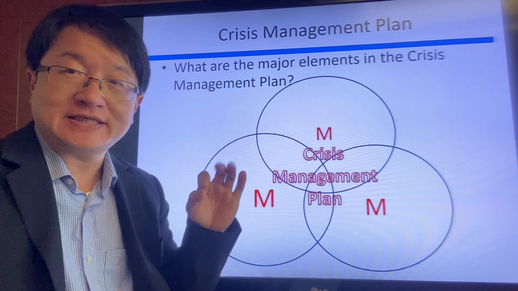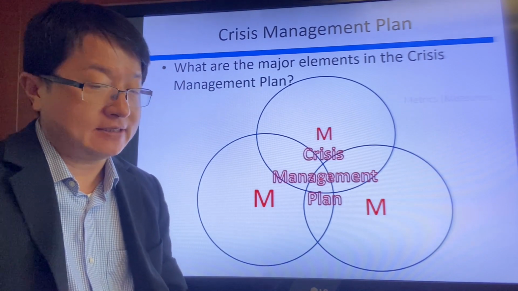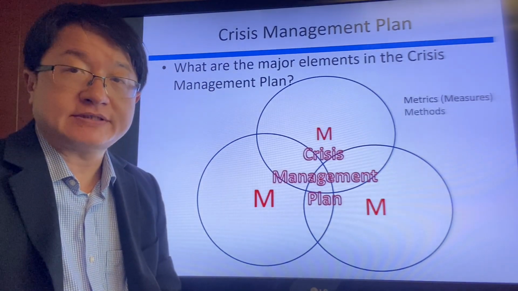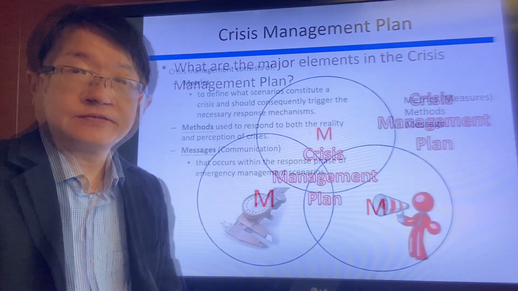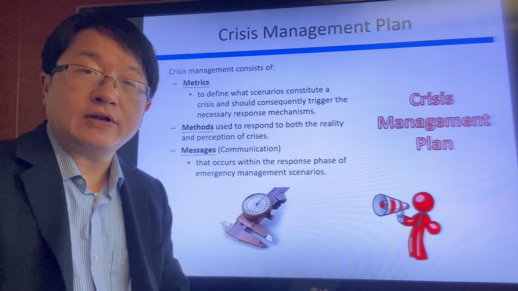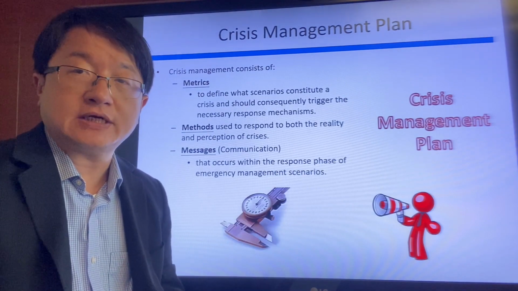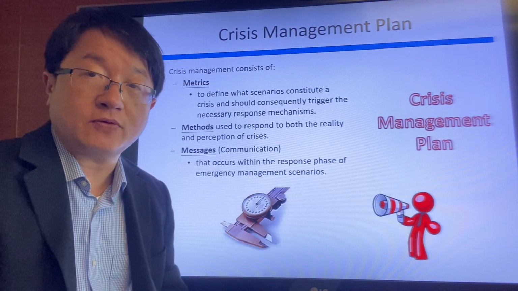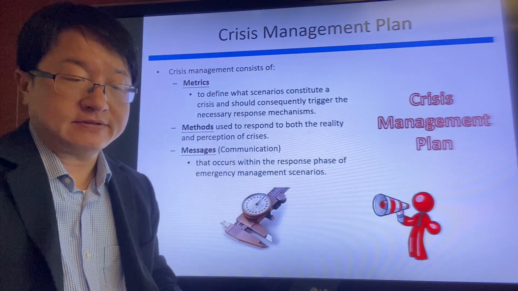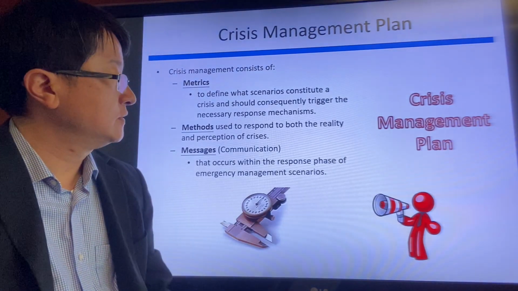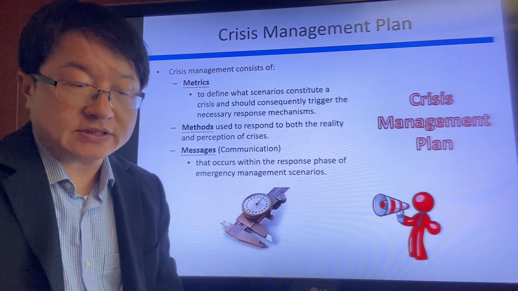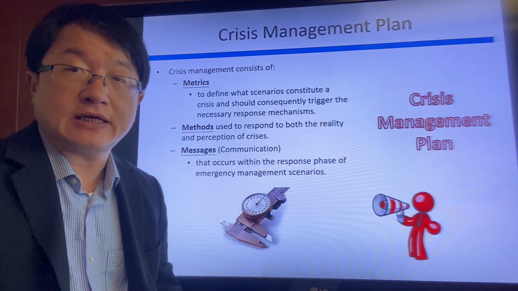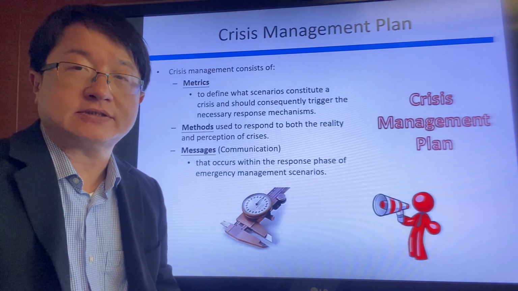And there are 3 M's in the crisis management plan. They are metrics, or we call measures, methods, and message. For the metrics, we need to define what scenarios constitute a crisis, so when will we trigger the crisis management process. And then method is to respond to the reality and the perceptions of the crisis. What are the methods, what are the solutions that you can offer to solve the crisis and risk?